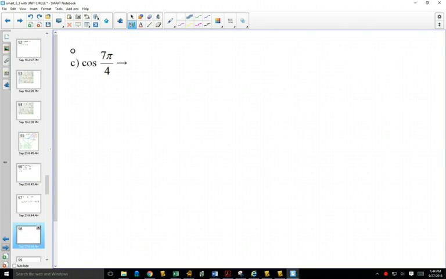Cos of 7 pi over 4. The nice thing about radians is it's really easy to figure out your reference angle. What family does this belong to? Pi over 4. What quadrant is it in? Quadrant 4. So first of all, it's going to be positive because cos is positive in quadrant 4. And cos of your pi over 4 family is always root 2 over 2.